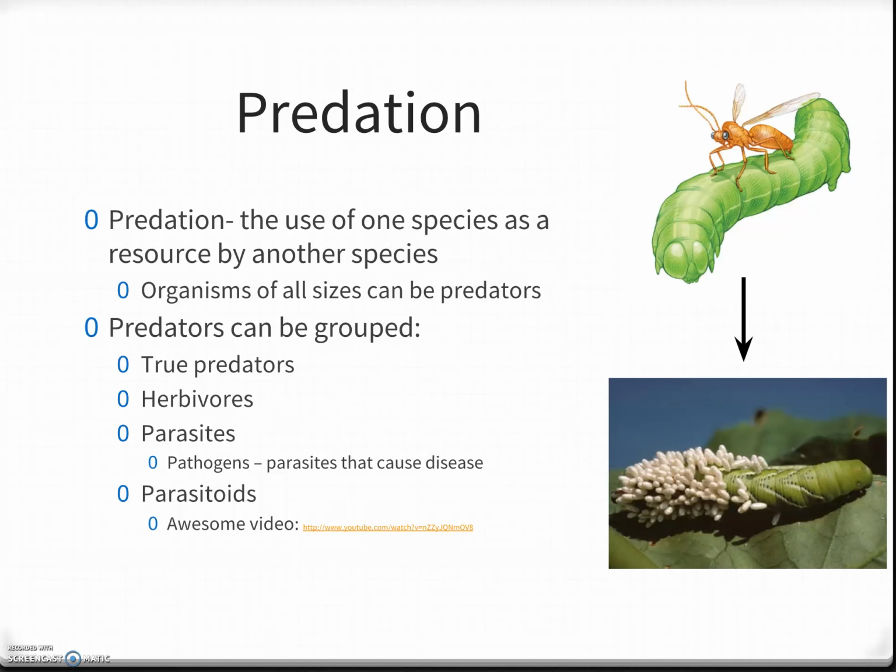There's parasites, which live on or in the host, but they rarely cause death. Things like tapeworms or pathogens that can cause disease, or viruses or bacteria. They don't want to kill their host because then that's not going to be good for them either. And then there's the parasitoid, which lays its eggs in another organism. So things like a wasp or fly lays its eggs in a certain type.